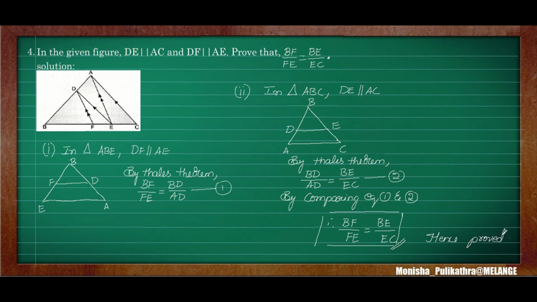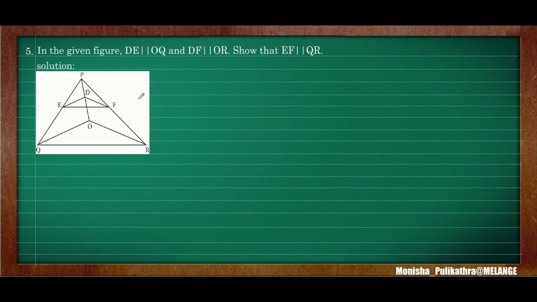I hope you understood this. Moving on to the last problem of this session. Here in the given triangle, 3 triangles are there. One is PQO triangle where DE is parallel to OQ, and another triangle is POR triangle where DF is parallel to OR. So we need to prove that this EF line is parallel to QR. If we need to prove this, we need to get PE by EQ is equal to PF by FR. If we get the solution like that, then EF will become automatically parallel to QR.